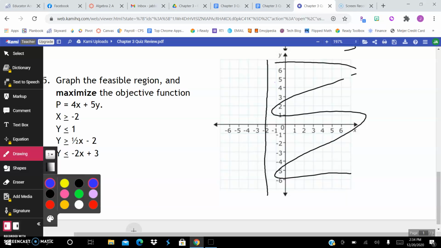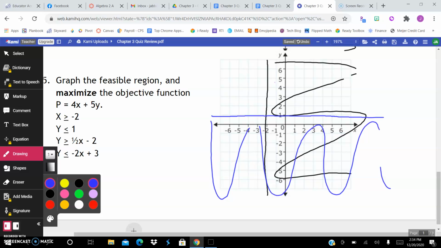For the second one, we have y is less than or equal to 1. So that's going to be a straight across line through the y-axis at 1. And y is less than, so that's going to be under that line. And then we have y is greater than or equal to 1/2 x minus 2. So y-intercept is negative 2, and the slope is 1/2. So we want to go up 1 and over 2.